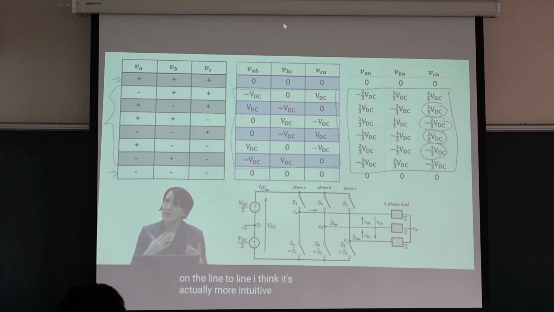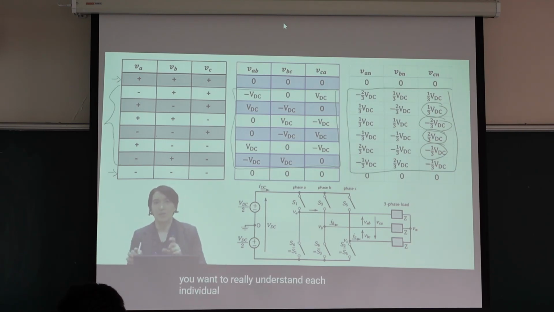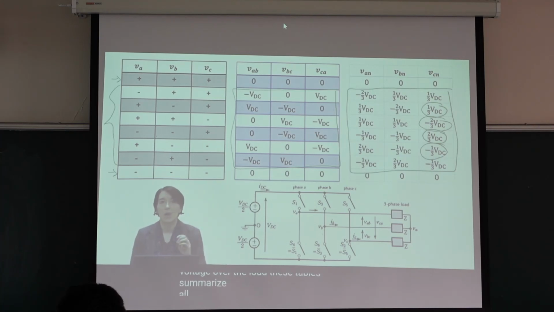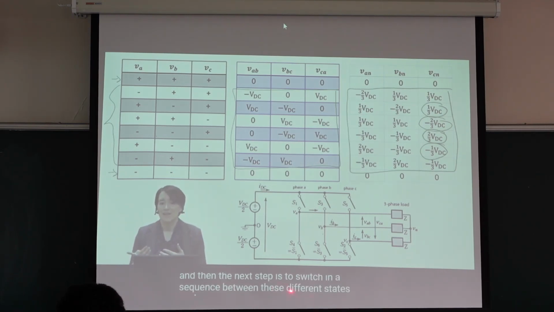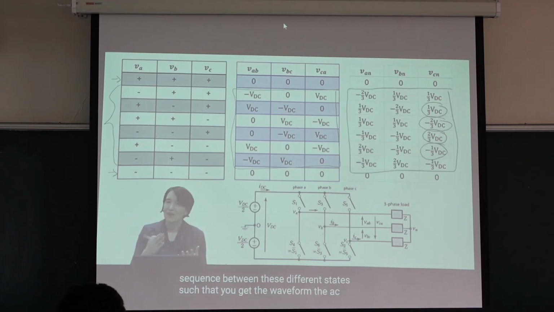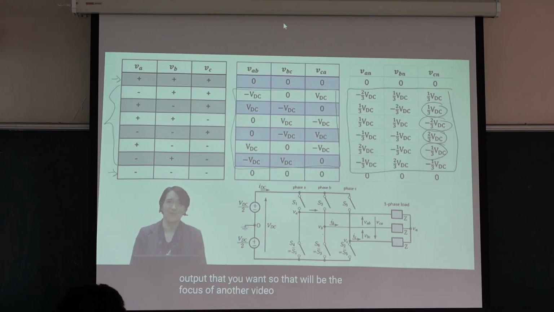I think it's actually more intuitive to look at the line to line, but it's good to know about the line to neutral if you happen to have that type of load, or you want to really understand each individual voltage over the load. These tables summarize all of the line to line voltages and the line to neutral voltages. And then the next step is to switch in a sequence between these different states, such that you get the AC waveform at the output that you want. So that will be the focus of another video.